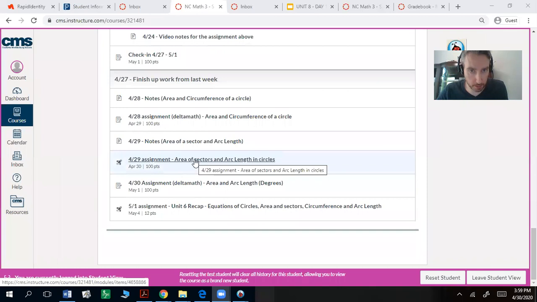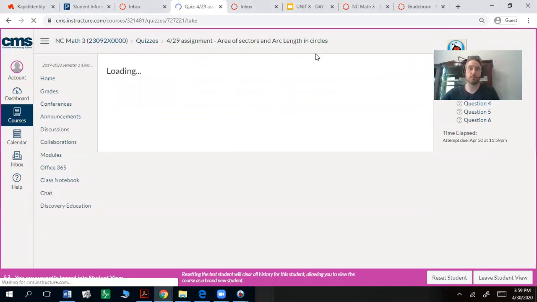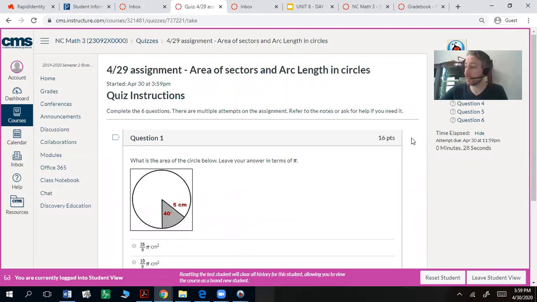So you'll see this here, areas of sectors and arc length in circles. It's only 6 questions. So we're going to go over it together. That way you can get this submitted and get a 100. Okay, let's look at question number 1.